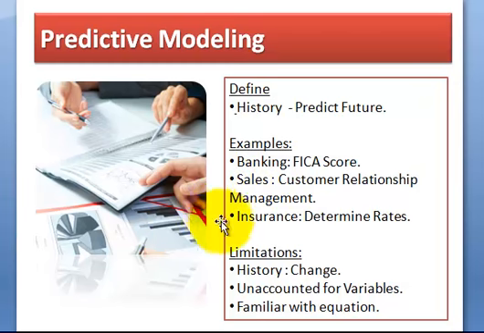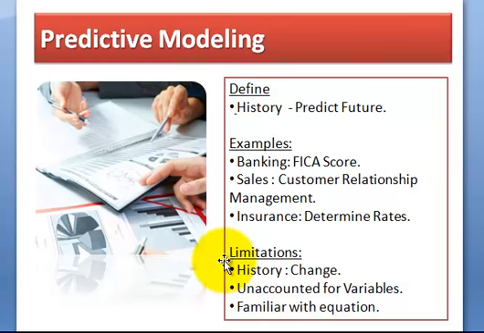Insurance companies, any of you that have car insurance, lots of things go into predicting that. Your credit card score is one of the things, but obviously if you've had driving violations, that will raise your insurance rates. If you've had accidents, etc.